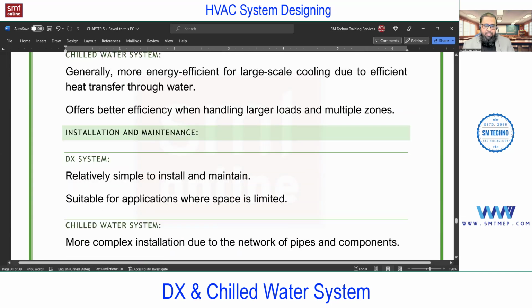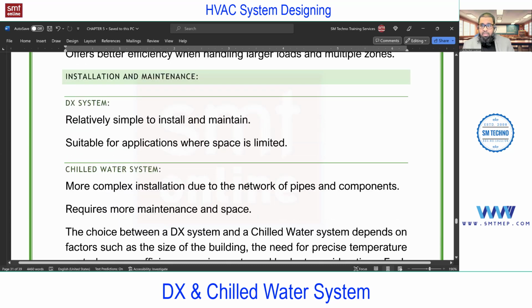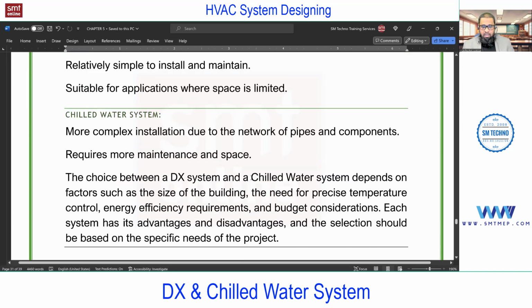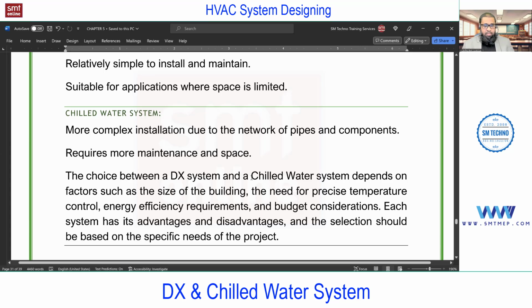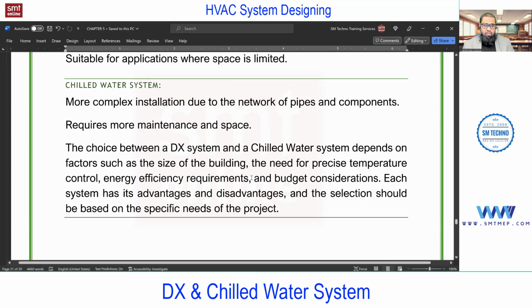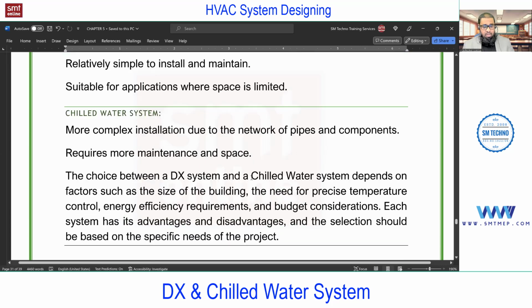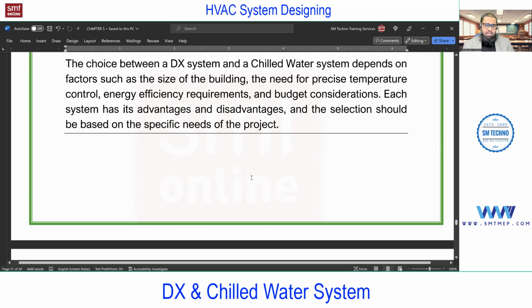Now, if you talk about installation, for the DX system, installation is not complicated compared with the chill water system. In chill water system, we need separate primary system, separate secondary pumps, and a complete pipe network with insulation, and enough space is required for chillers. It can be air cooled chiller, or if it is a water cooled chiller, we require a separate space in the plant room and separate space for the cooling tower, etc. So from the installation point of view, the chill water system is complex compared with the DX system. So these are some important points related to DX and chill water system.